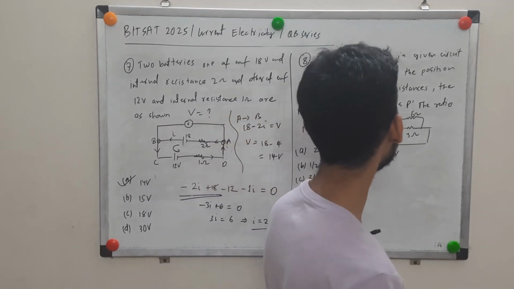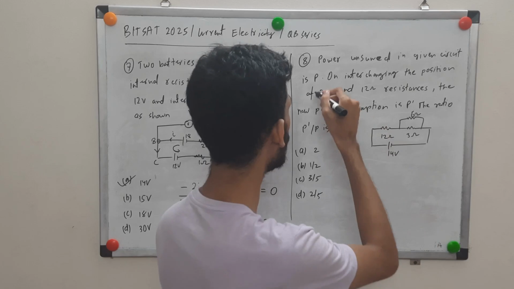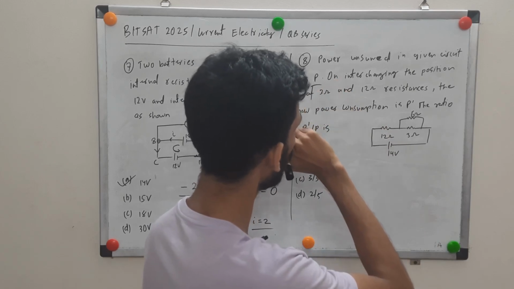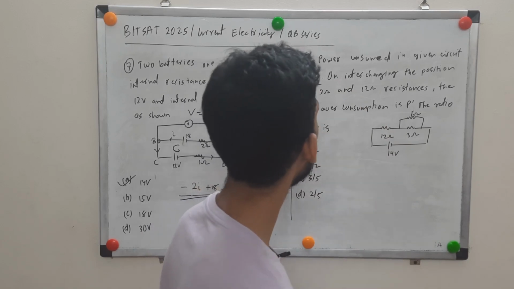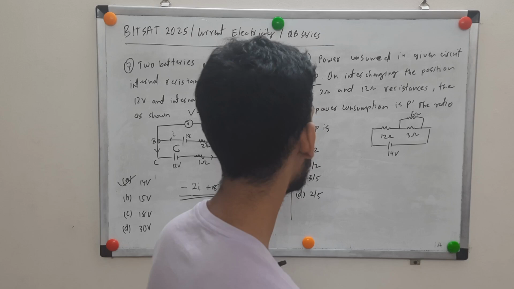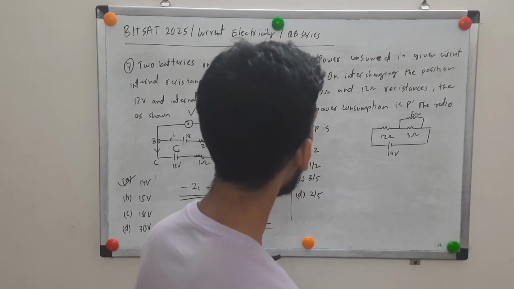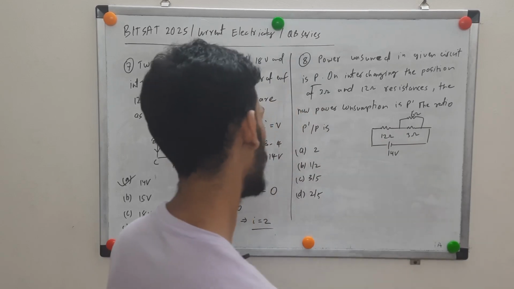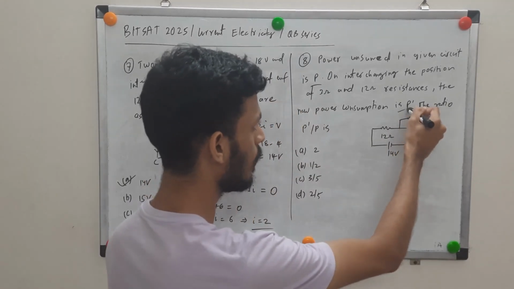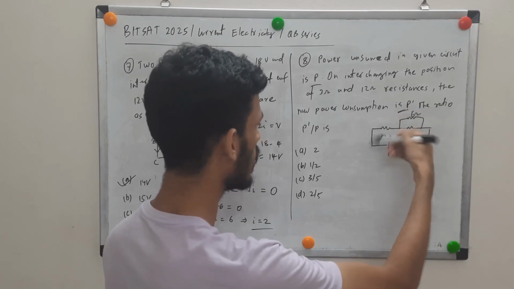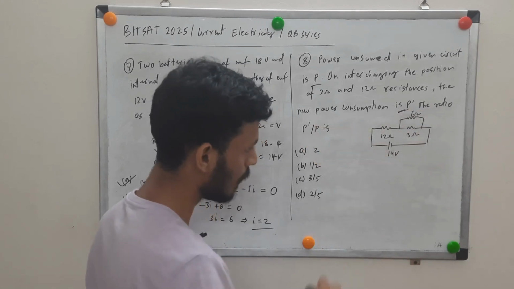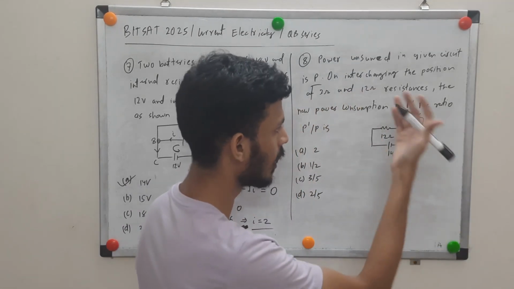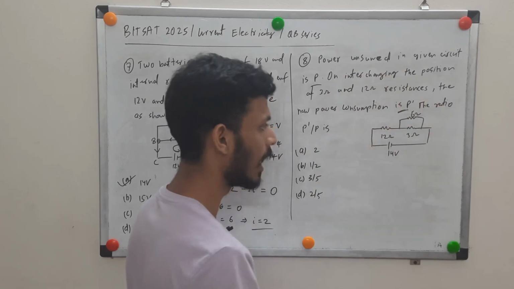Let's come to this one. Here in this circuit, the power consumed is P. The power consumed in the given circuit is P; on interchanging the position of 3 and 12, what will be the power consumption? The power consumption is P prime in that case. So what is P prime by P? First of all, what is P? We are supposed to find P and P prime, and then we can take the ratio, right?